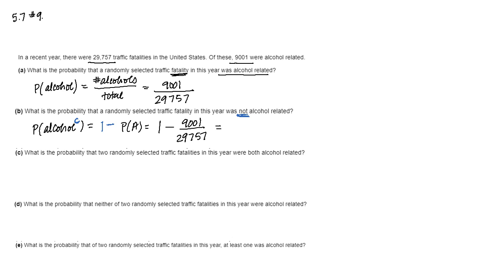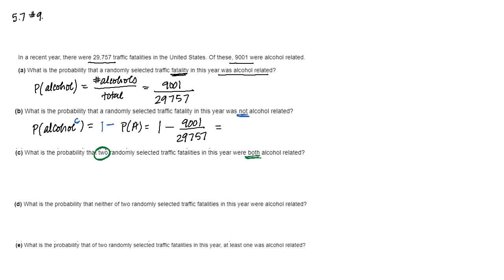Now we ramp it up a little bit. What's the probability that 2 randomly selected fatalities were both alcohol related? I know that it does not say "and" or "or." Now it's your job to figure out which rule applies. So I sometimes think of it this way.